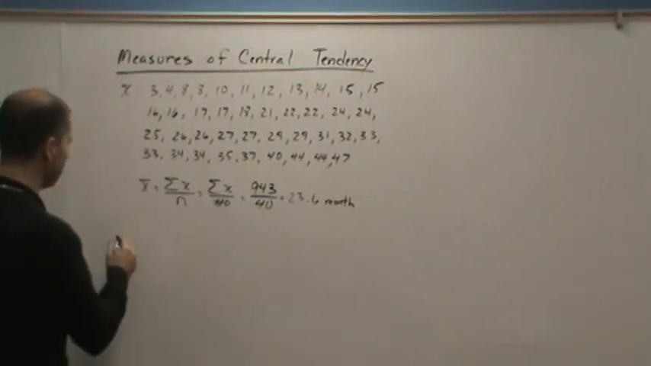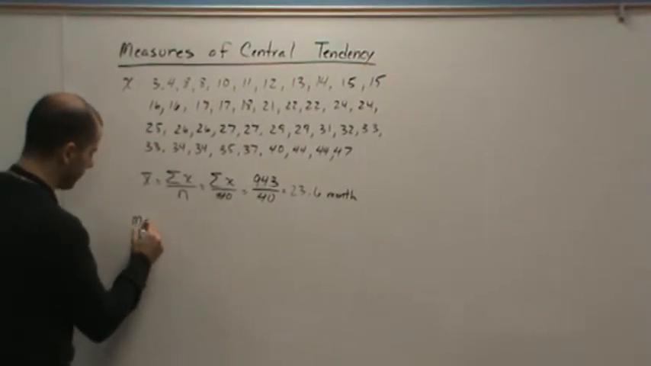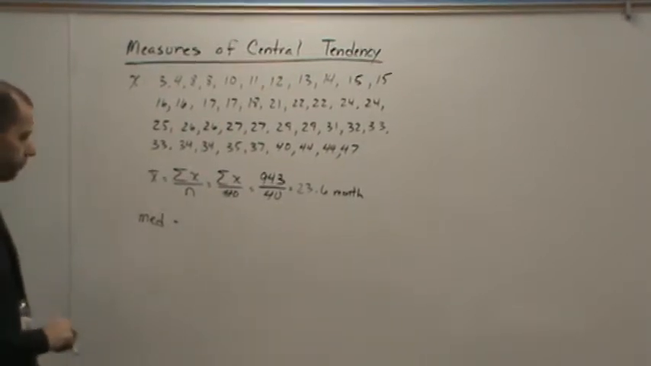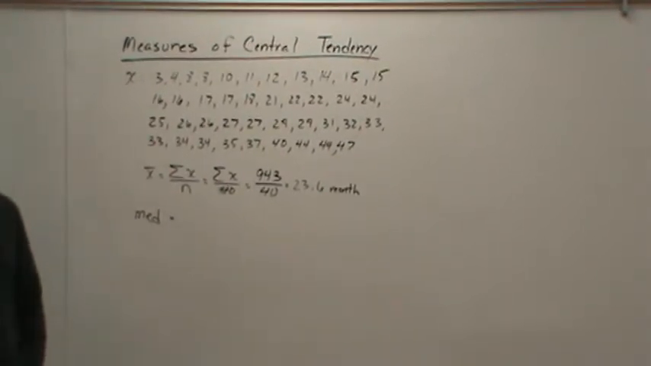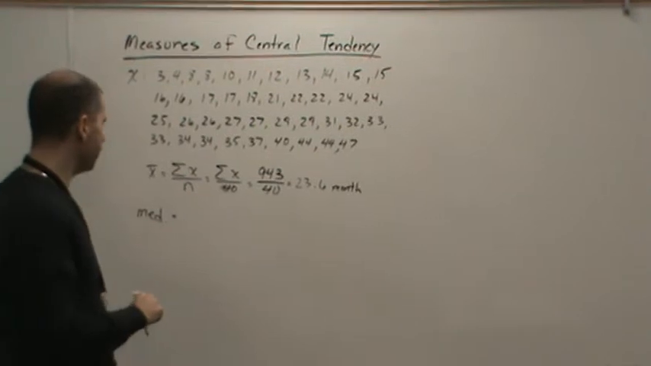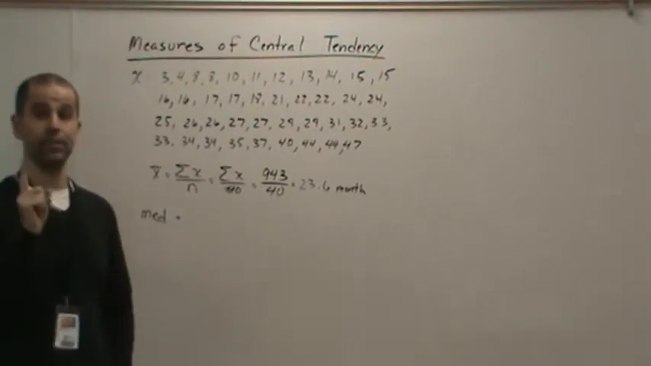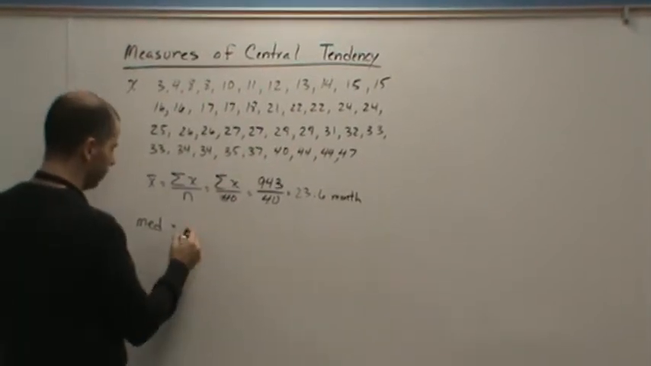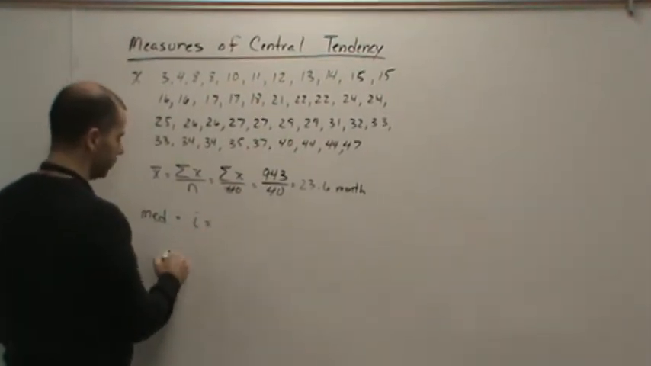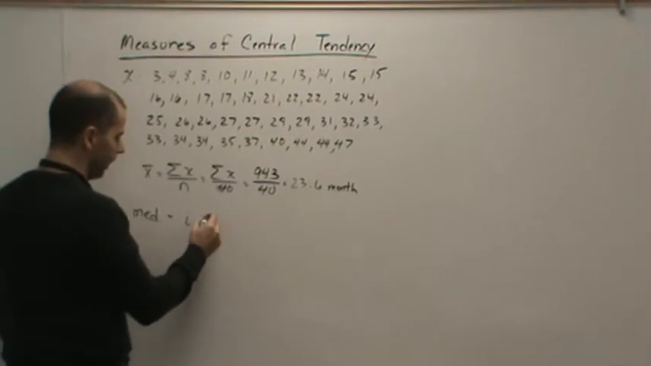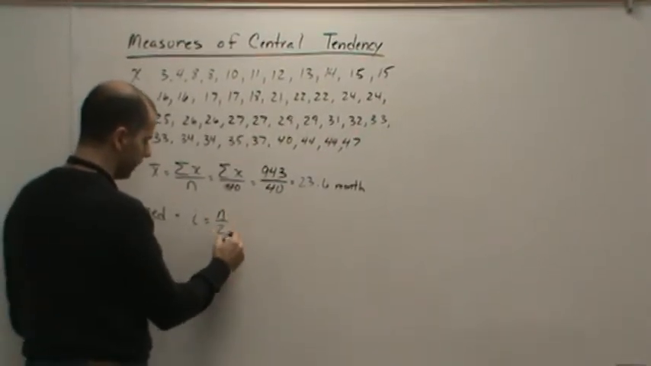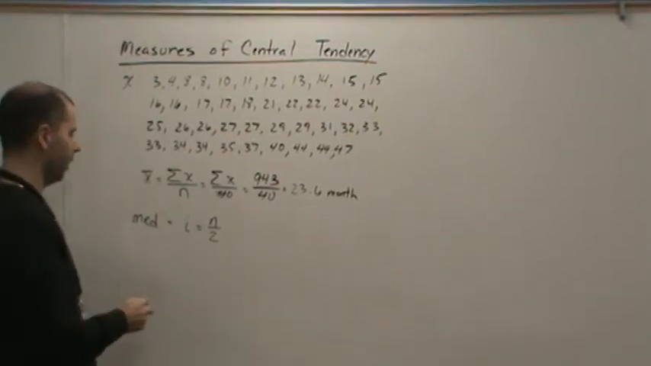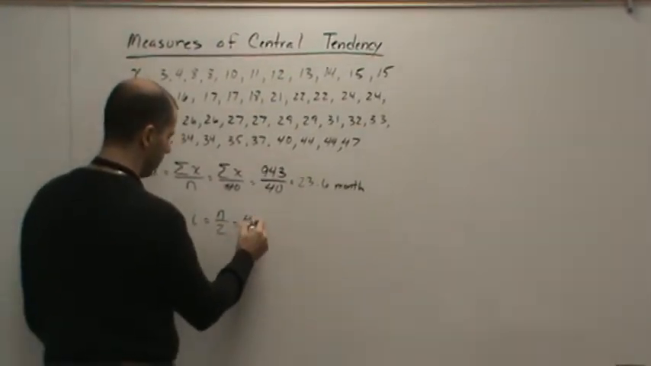Okay, so let's find the median, and we abbreviate median as MED. Now, this is an even data set, like we said. So now I'm going to use the formula to find the position of the first number. What am I going to do? Since it's even, I'm going to use i equals n divided by 2. That's going to give me the first position. Okay, so n is 40.